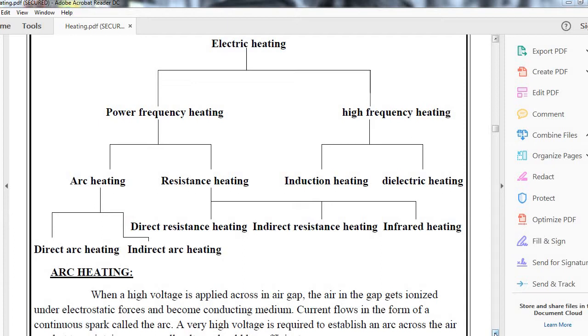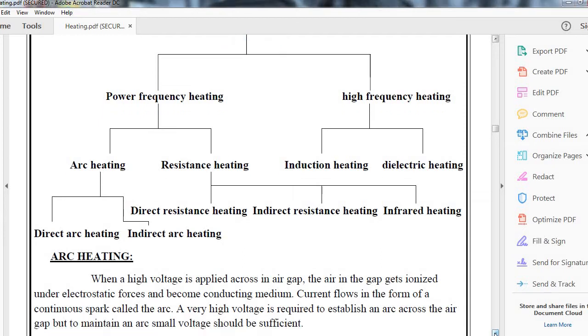In the last lecture we had studied about electric heating, its type and advantage and disadvantage. Now we will discuss in brief different types of electric heating. We will start with the first classification of power frequency heating, that is arc heating.